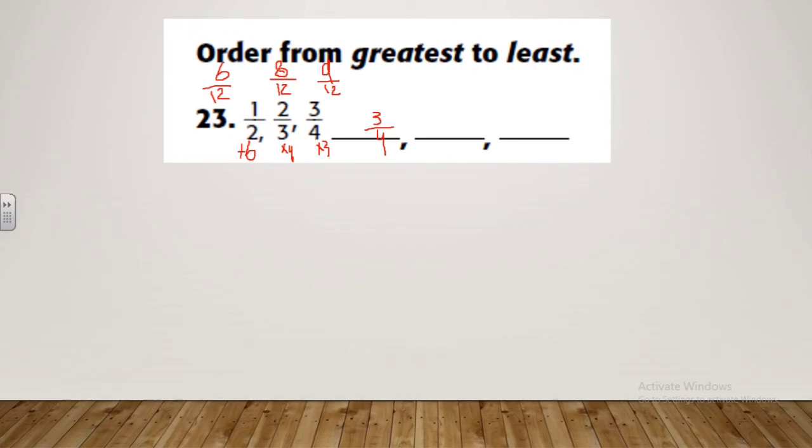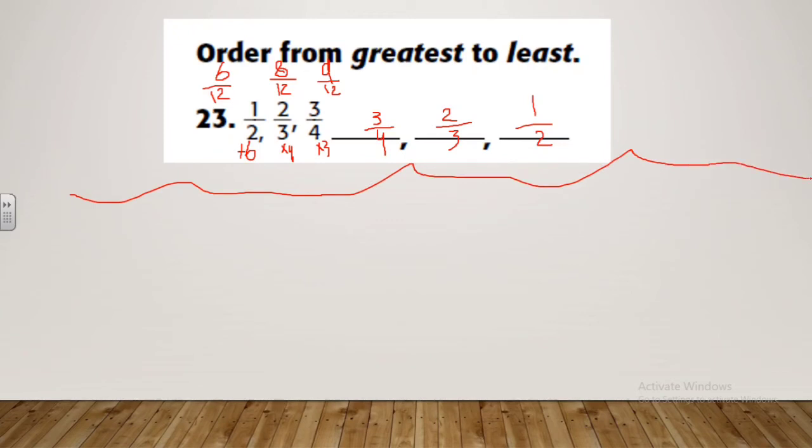The next one here we have 8 and 6. So 8 greater than 6, so that will be 2 over 3. And the last one will be half. Okay, so we can solve it in this way if we know the timetable in a good way.